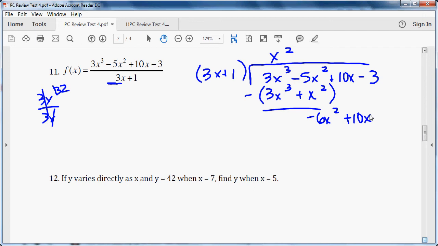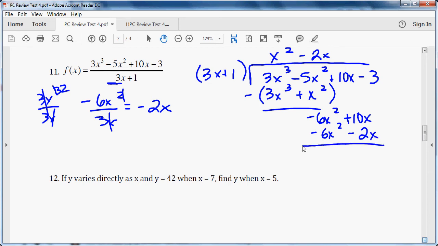So we divided, we multiplied, we subtracted, and we brought down. Now we divide again. Negative 6x squared divided by 3x. Okay, we can reduce one of the x's, and negative 6 over 3 is negative 2. So that result is negative 2x. Now I multiply. Negative 2x times 3x is negative 6x squared. Negative 2x times 1 is negative 2x.